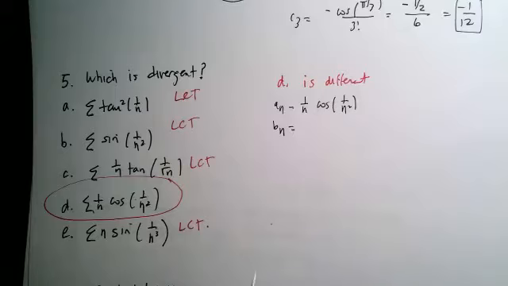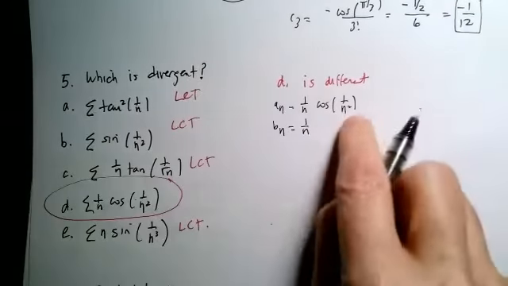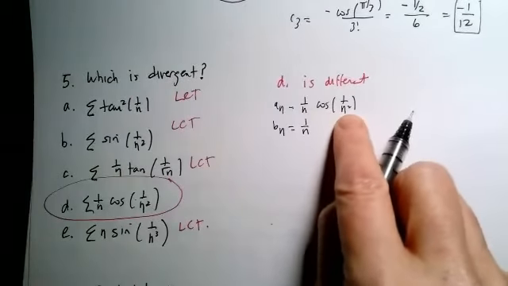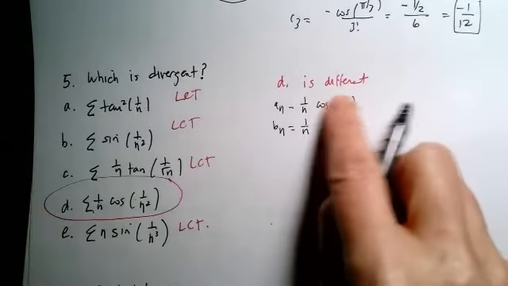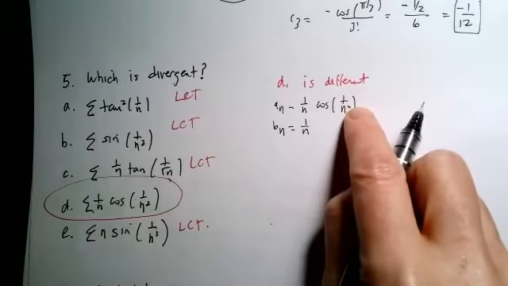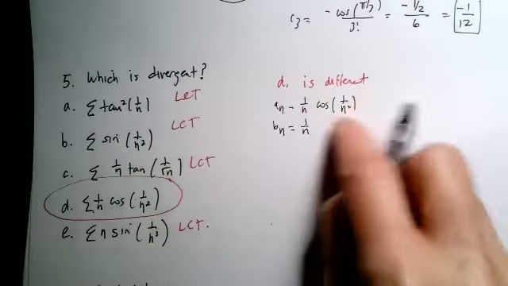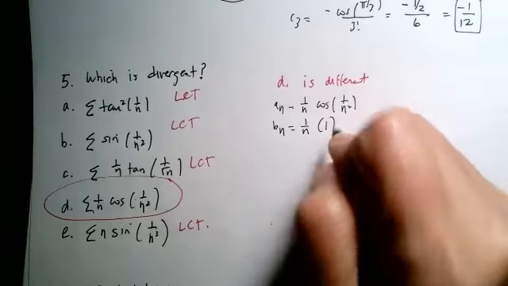1 over n squared. 1 over n. And remember, n's going to infinity. So what do we want to use here? Do we want to use the cosine of 1 over n squared or 1 over n squared? Just 1. Okay.